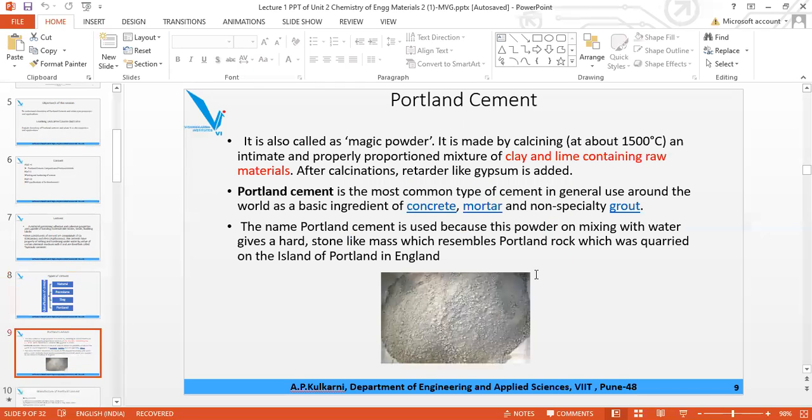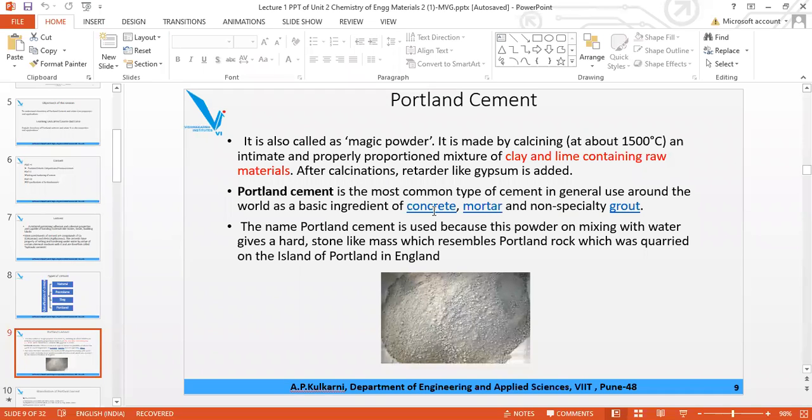We are going to use Portland cement. Why is it called Portland cement? Because this particular type of rock is found in England, called Portland rock or stone, and the cement is prepared from this rock. Therefore the name Portland cement is given.